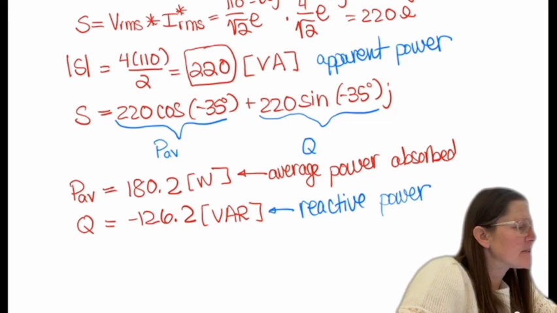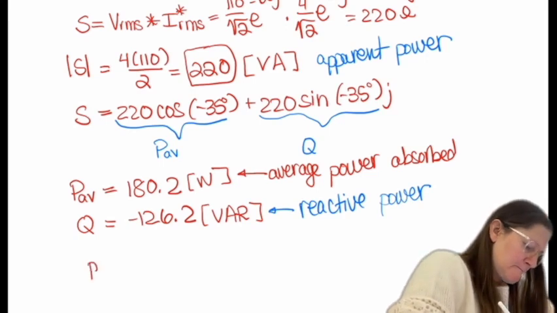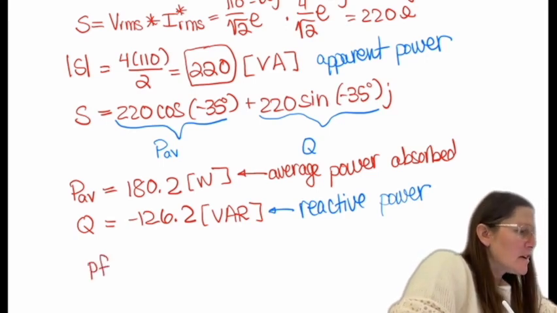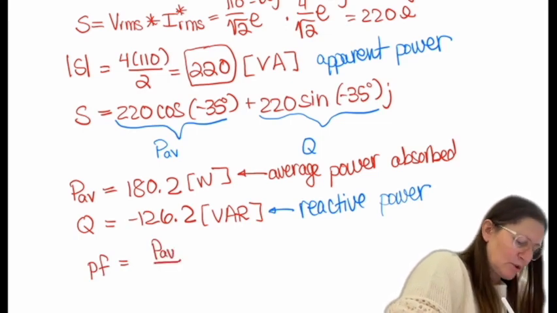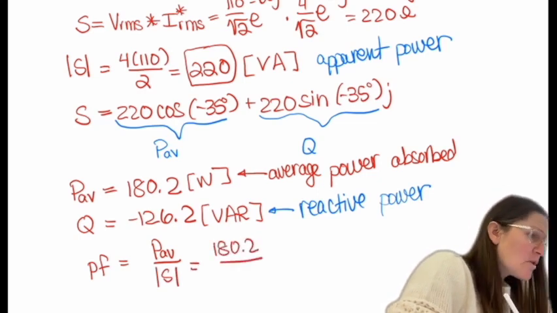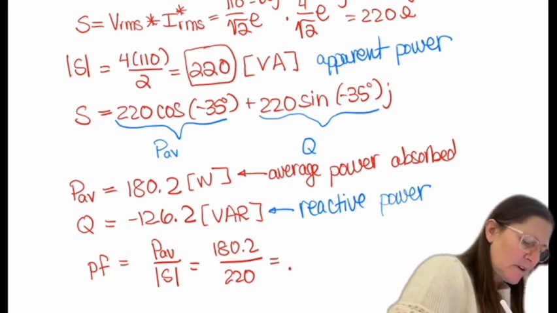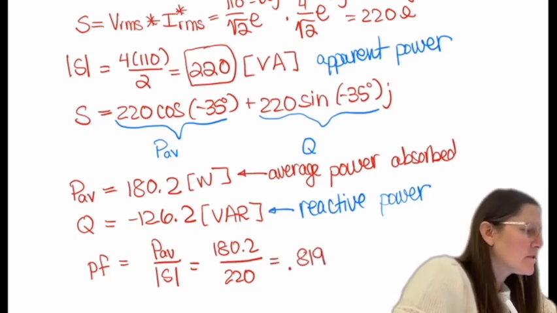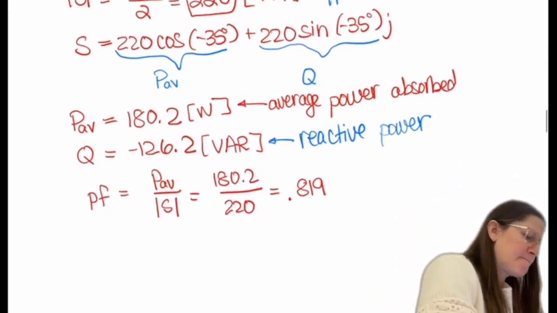Okay, so now we just need the power factor. The power factor is found easier after you've found those two, by just taking the absorbed power over the magnitude. So 180.2 over 220.819. What does PF stand for again? Power factor.